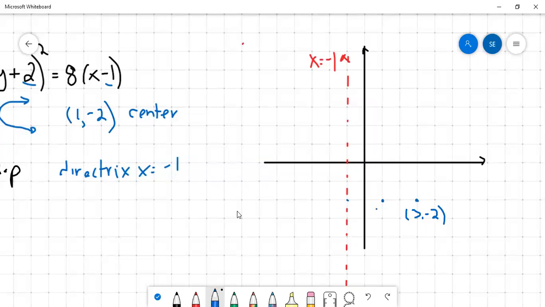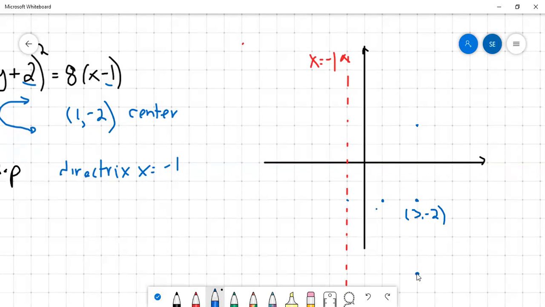Okay, and then we need our latus rectum. So our latus rectum is this 8, the entire distance across the focus, up and down. We're going to divide that in half, so we're going to go up 2p, which is 4. 1, 2, 3, 4. We're going to put a point here. That's a point on our parabola, and we're going to go down 1, 2, 3, 4, and put a point here.